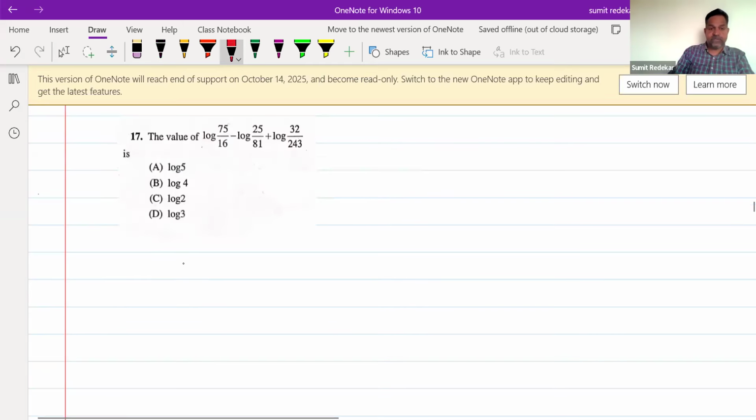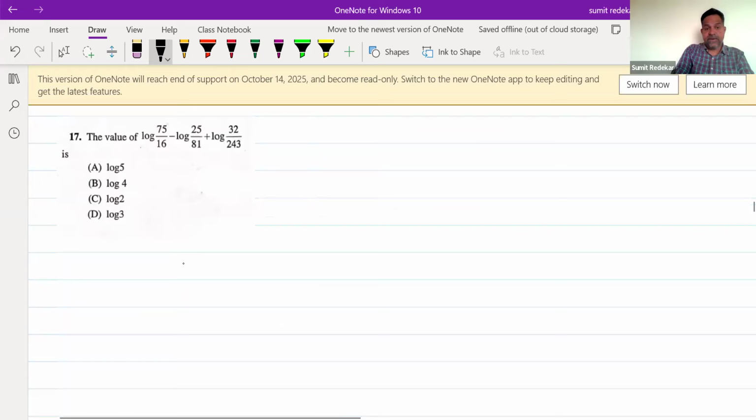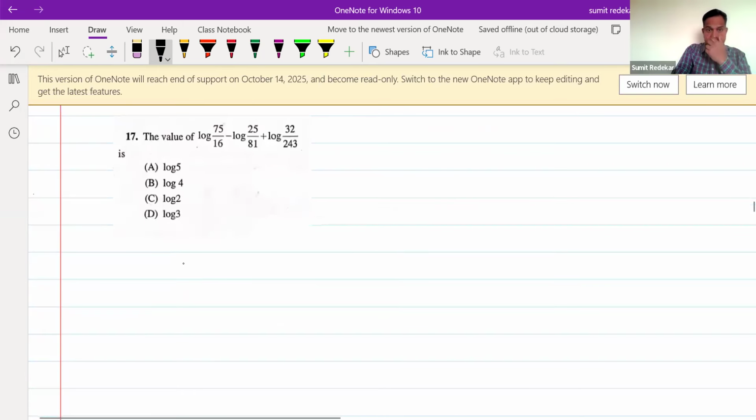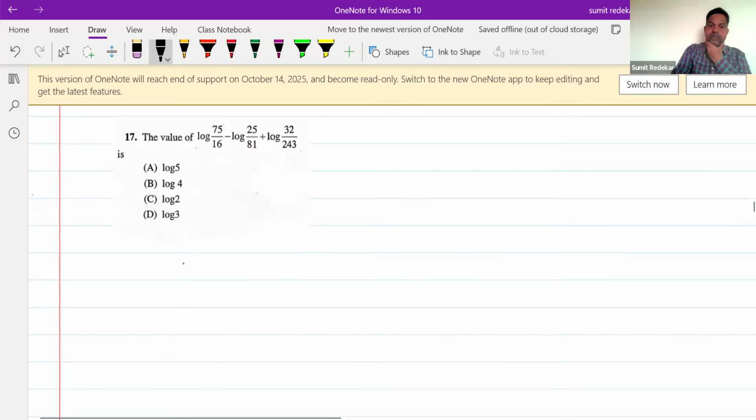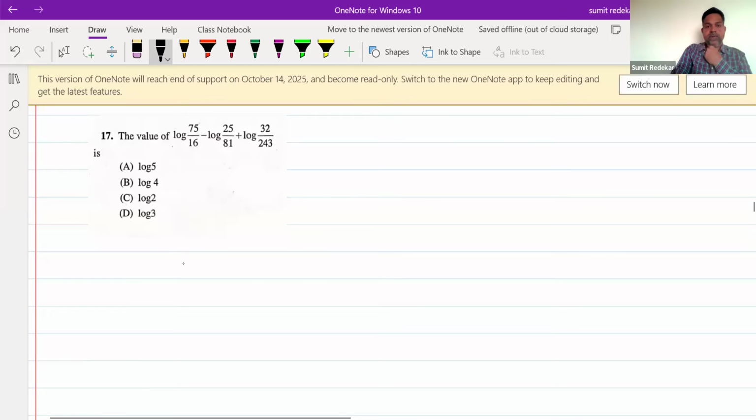Quickly moving on to question number 17. A very interesting question that is asked in logarithms. It depends on you how you want to go about the question. I'm just directly going to apply the log rule. This is log a minus log b plus log c. Now, how do you bring logarithms together?